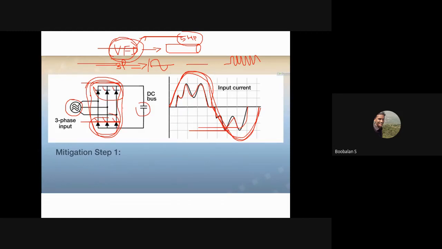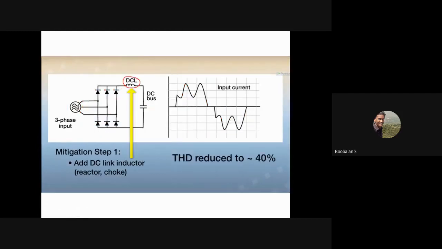So you could see how we are able to modify these things by simply adding one small inductor. It's not a small inductor, since in the picture it will look small. So by adding a small DC link inductor after my rectification, you are able to reduce your THD, total harmonic distortion, by nearly 40%, by simply adding an inductor after the rectification process.